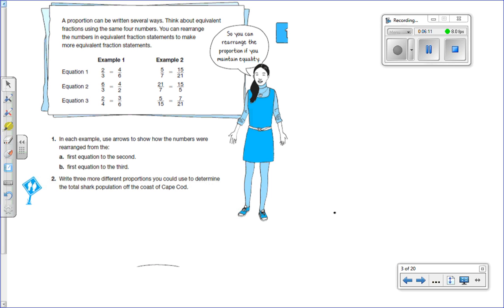Think about equivalent fractions using the same 4 numbers. You can rearrange the numbers in equivalent fraction statements to make more equivalent fraction statements. So I'm going to try to explain this as easily as possible. In equation 1, we have 2 over 3, and then we have 4 over 6. We know that those are equivalent fractions. Below, all we did was rearrange the numbers, but they are saying the same thing. Instead of 2 and 4 being together in the numerator position, we have 2 and 4 together over top of each other in a numerator-denominator position.